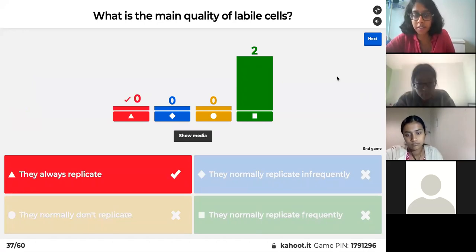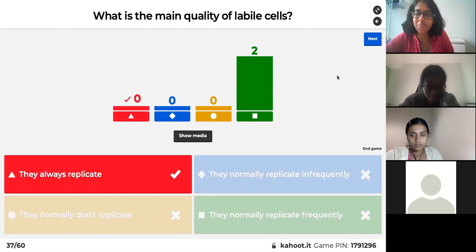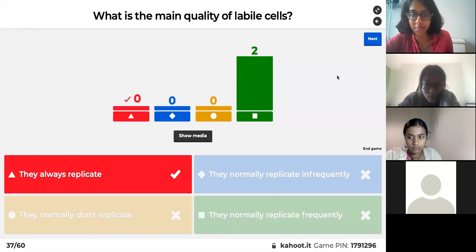Oh, okay, so no one got the correct answer, which is they always replicate. Oh, okay, well, I guess you could argue, when I think about it, maybe the answers were a bit weirdly worded, but "they always replicate" is a better answer than "they normally replicate frequently," which is a bit weird when I think about it. But yeah, so labile cells do always replicate.